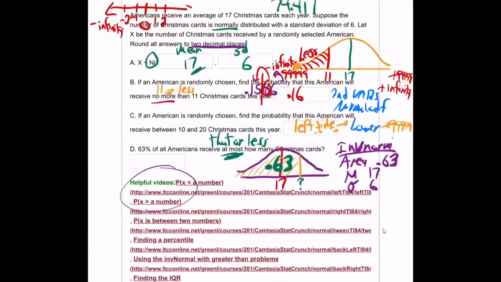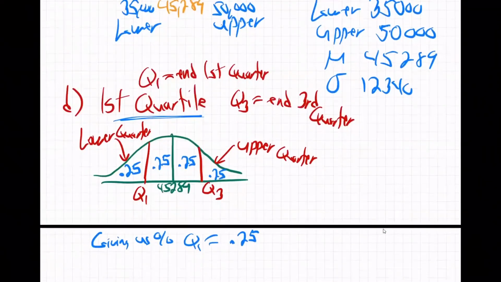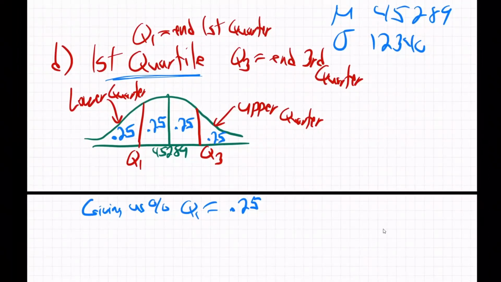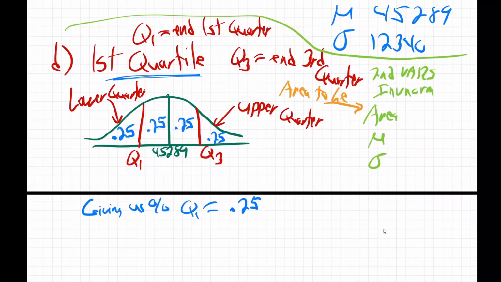All right, so coming on down. And all right, so here we are. So I'm going to do what they're saying here. I'm going to do inverse norm. Let me get rid of this stuff up here. There we go. That's second vars, inverse norm. And then let me move that up just a tad bit. Second vars, inverse norm. And then it'll say area, mu, sigma. And area means area to the left. Let me make sure we're clear on that. It doesn't say all that. It means area to the left.